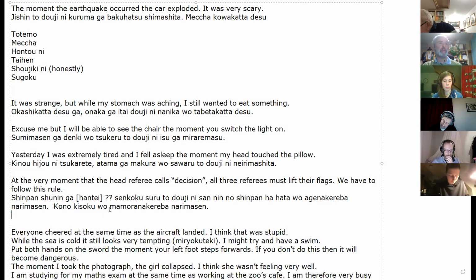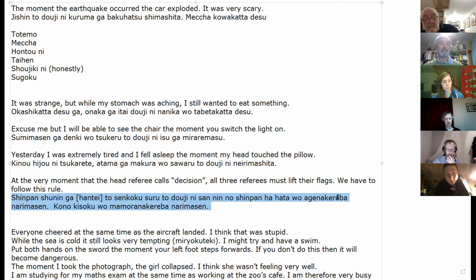Okay. So with hante as well, this would be hante to senkoku suru to doji ni 3人の審判は旗を上げなければなりません。 Just in terms of efficient Japanese language speaking, we've got two sentences here which have got kereba narimasen at the end of them, so they both sound like obligatives, which they kind of are in the English. But just to note that if you read like the Seitei manual or an instruction manual or a car repair manual, they don't actually say you have to do this.